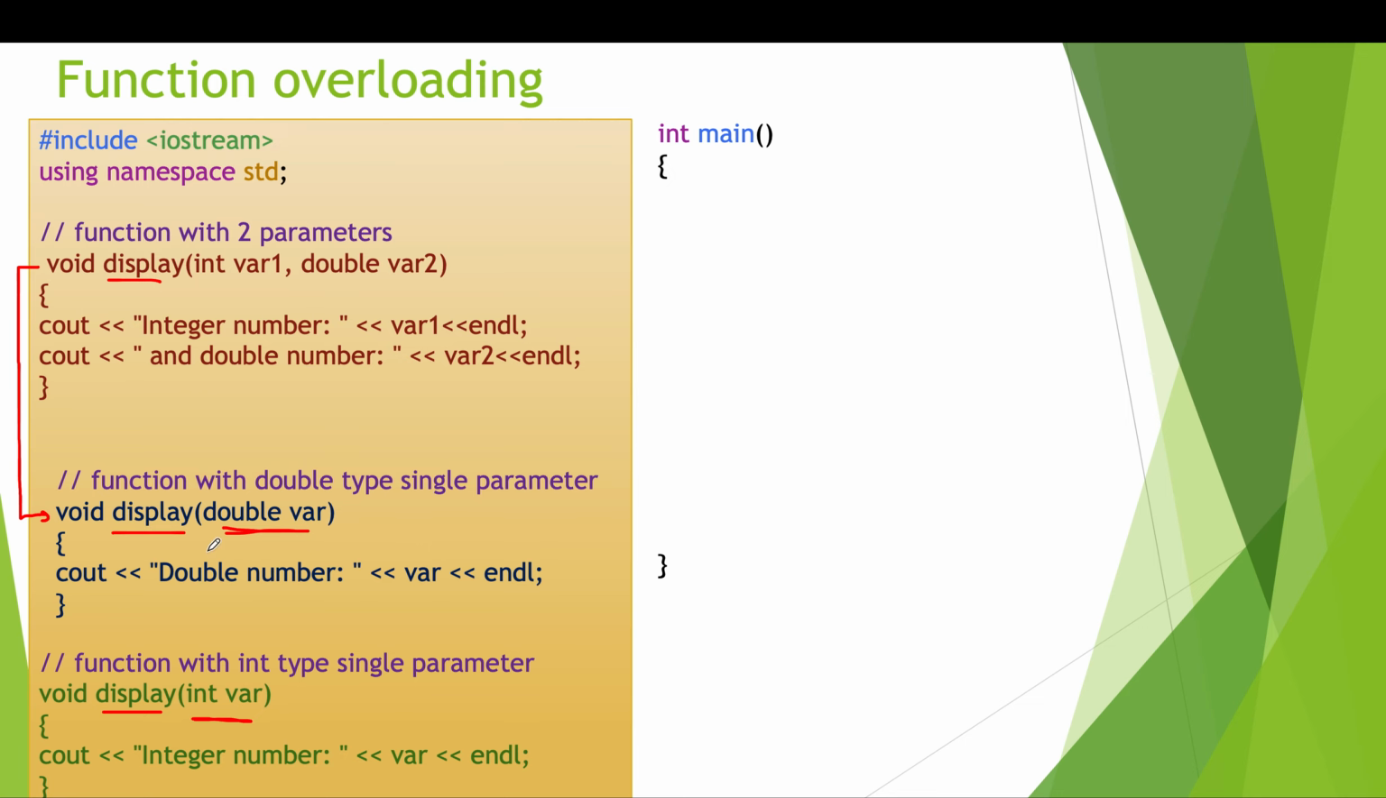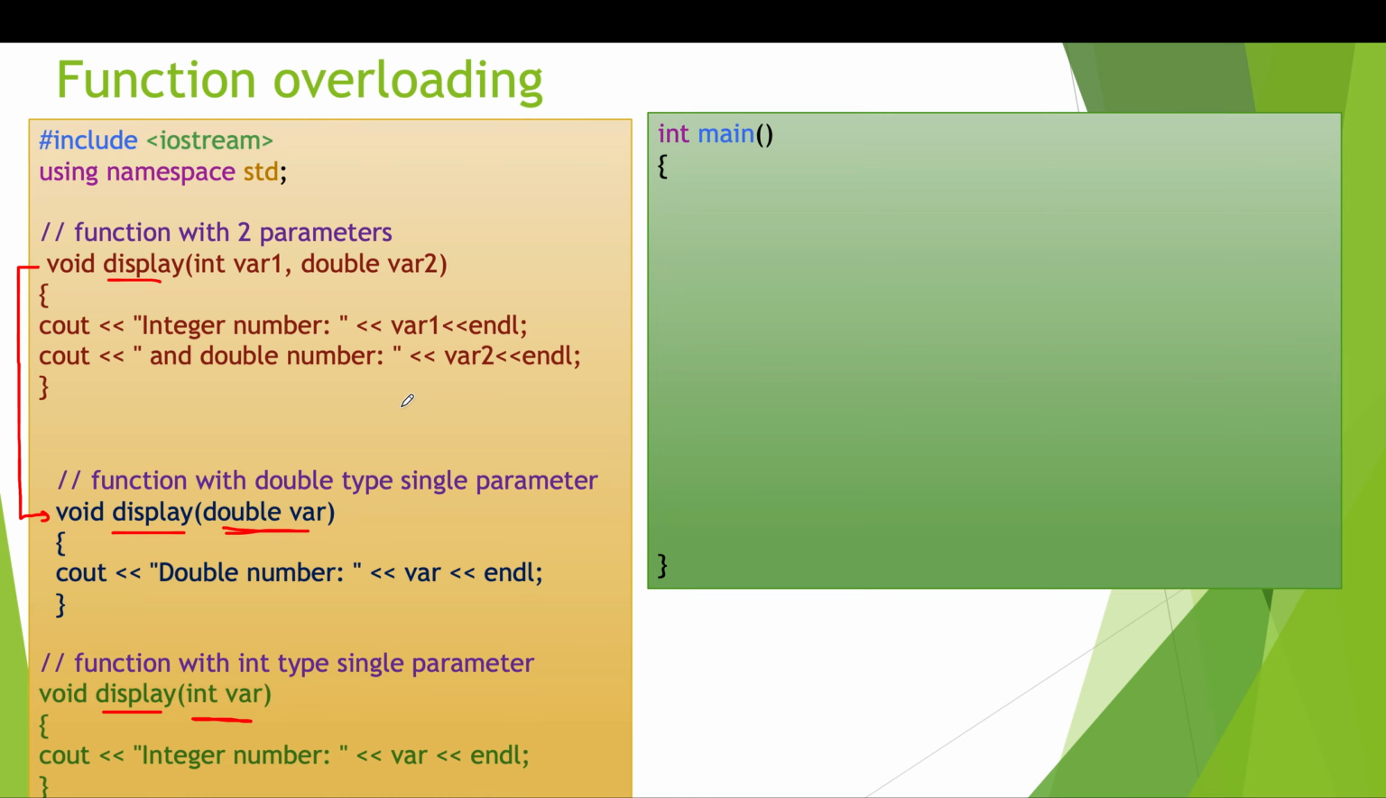All three functions simply print the value of the variable that is given as input to these functions. So display, display and display: one integer, one double variable, one double variable and one integer variable. These are the three functions in the same program. Now we'll see the main function.